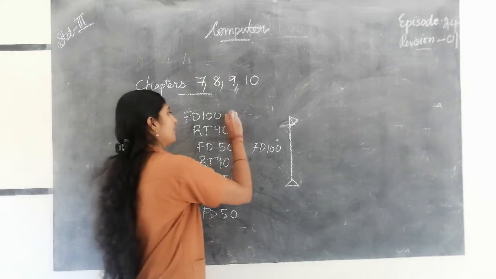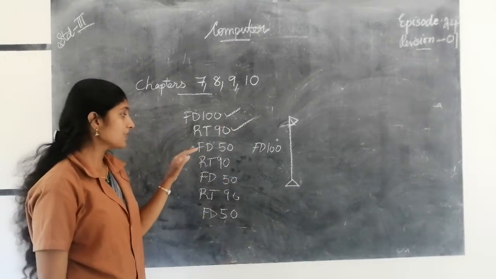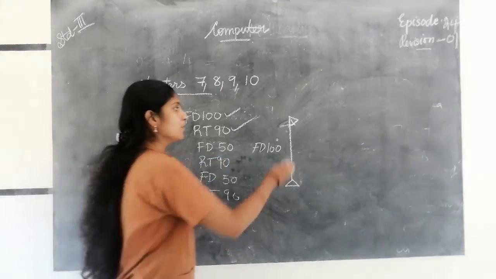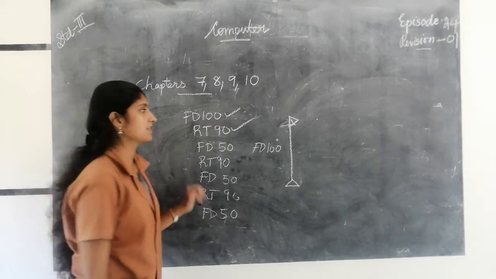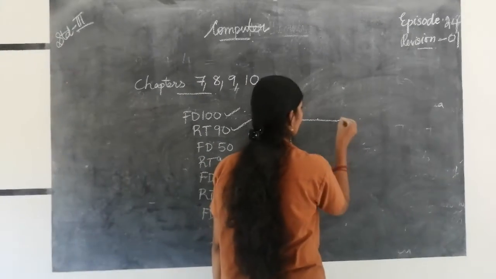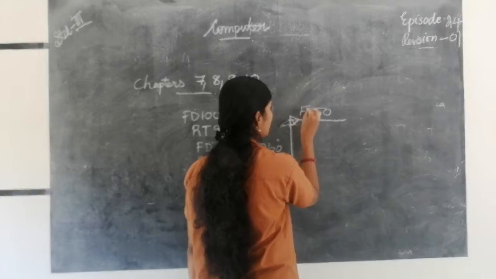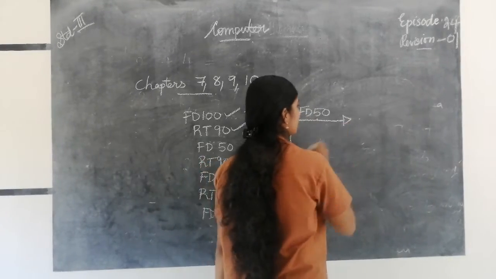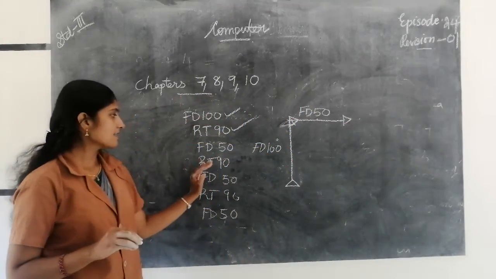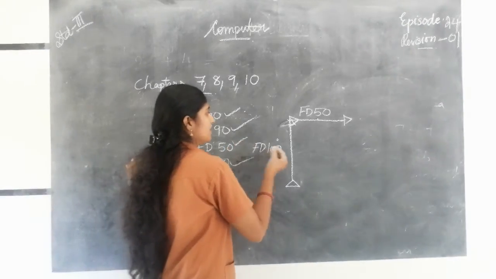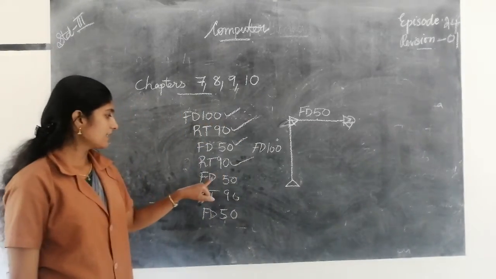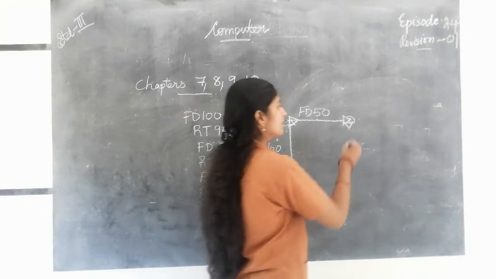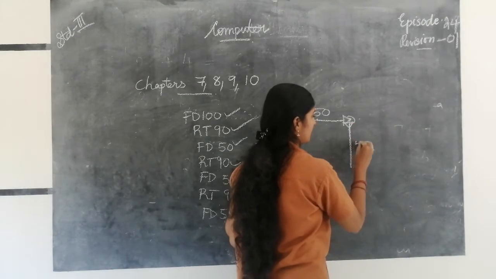So we completed the first two steps. Then next step, FD 50. Move forward with 50 steps, that is, move the turtle 50 steps. Now the turtle is looking like this, and then again turn the turtle 90 degrees. Then next step, FD 50. Then move the turtle 50 steps. So here is the FD 50.